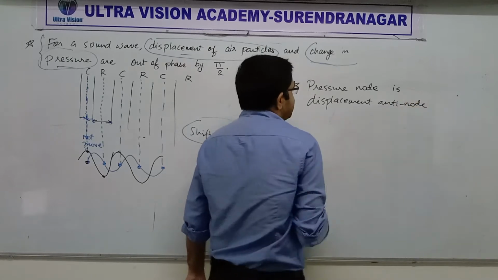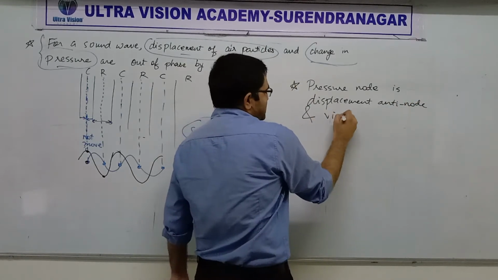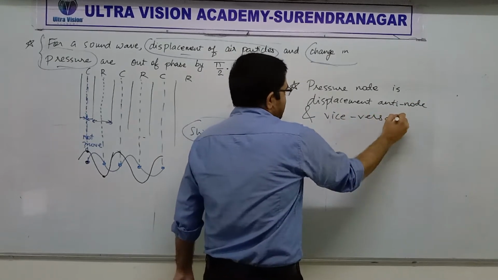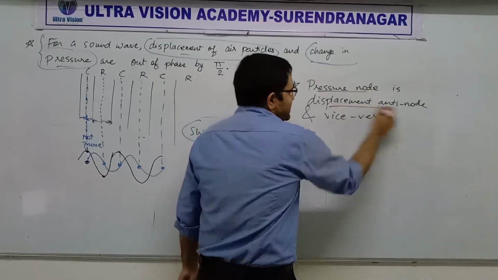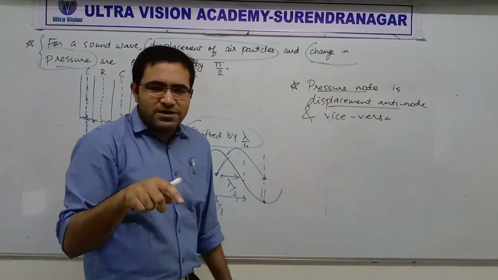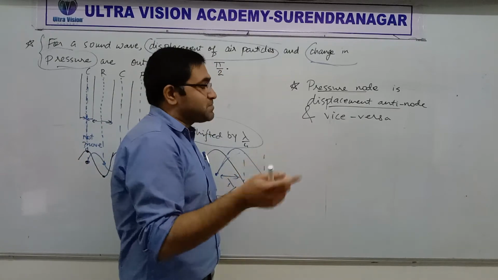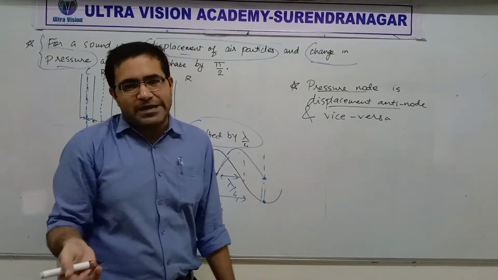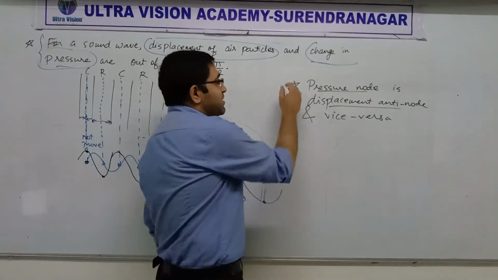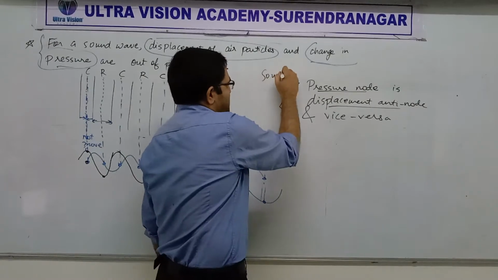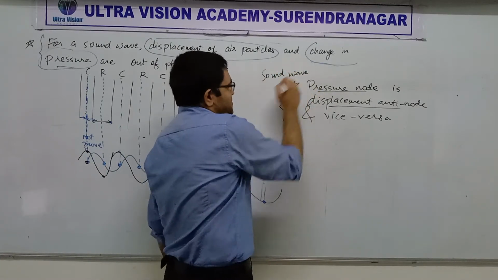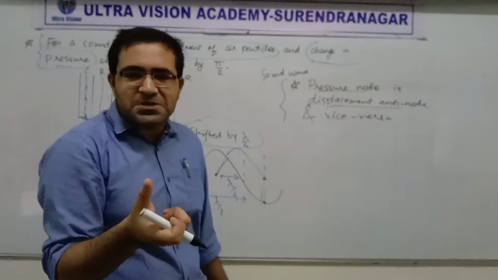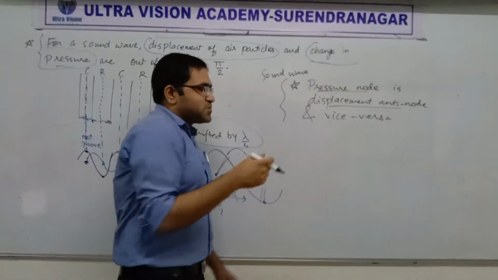Pressure node is displacement antinode, and vice versa. What this means is, where you have a pressure node, it's the same as a displacement antinode, and where you have a displacement node, there you have a pressure antinode. Clear? Vice versa. Remember, all this is for sound waves only. Don't try to use it for a string. In a string there is no pressure wave. Clear? It's only in sound.